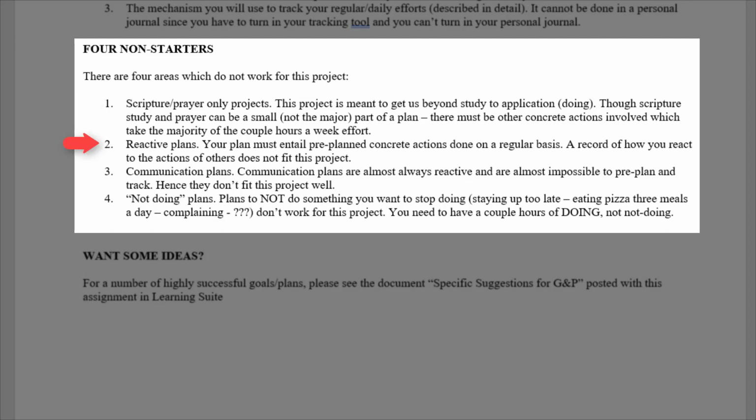Second, it has to be something you pre-plan. Reactive plans don't work because you can't pre-plan when you react, since by definition, reaction is dependent on someone or something else. Third, most communication plans are by nature reactive, so they just don't work. And fourth, it has to be something you do, not something that you do not do. You are graded based on your time spent doing. Because it takes no time to not do something, these plans just don't work.